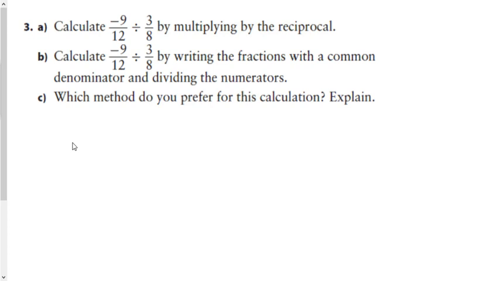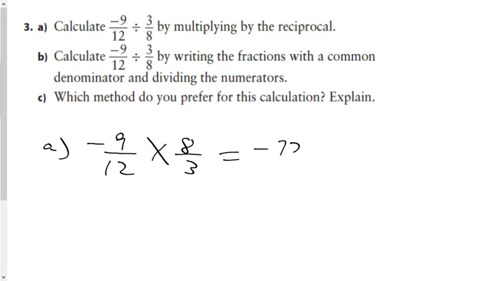So the first question says calculate negative 9 twelfths divided by 3/8 by multiplying by the reciprocal. So for A, if I take negative 9 twelfths, and notice the negative sign is in the numerator, that's where it should be, and multiply it by the reciprocal, which is a fancy word for the flip of the fraction, my answer is going to be negative 72 over 36, which in lowest terms is simply negative 2, right?